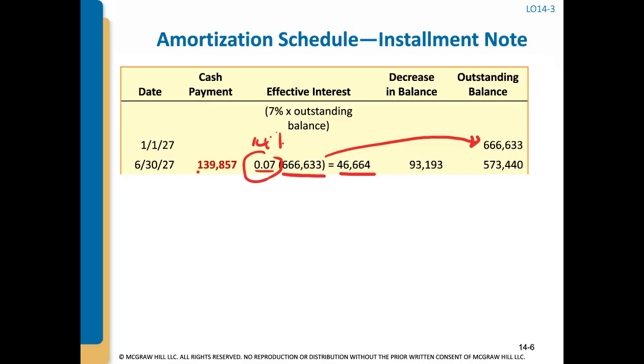Then you take the total cash payment of 139, minus the interest expense portion, and the remaining balance is what we're going to decrease our actual note payable amount by. So you can see that our note payable started at 666, and then we reduced it by 93. So our new outstanding notes payable balance is $573,000.